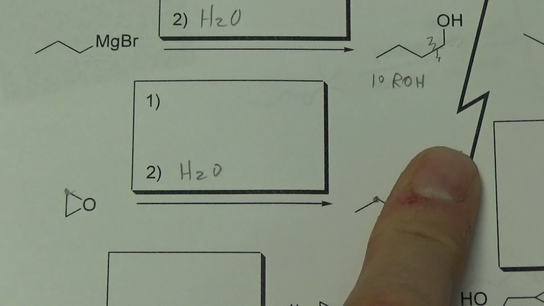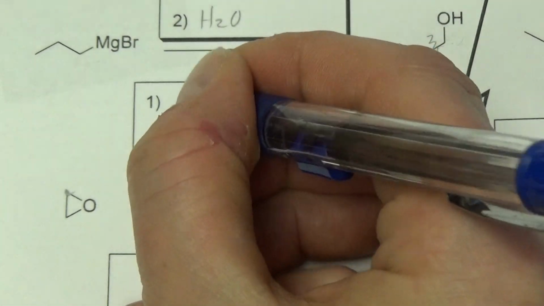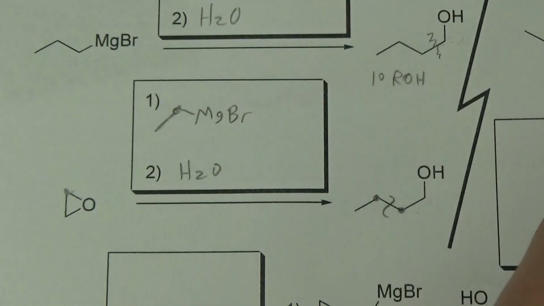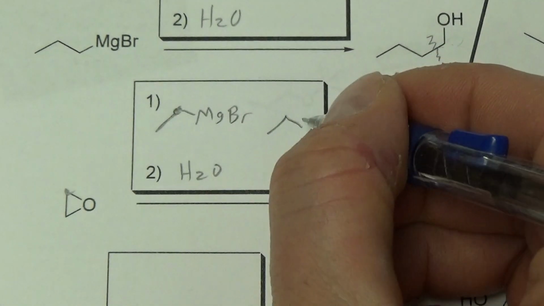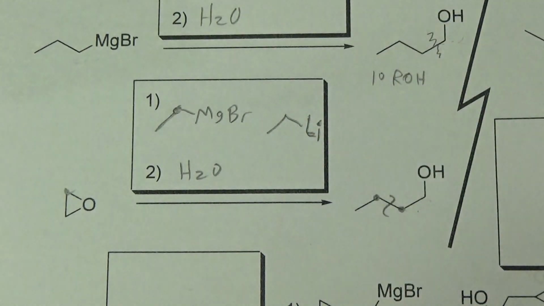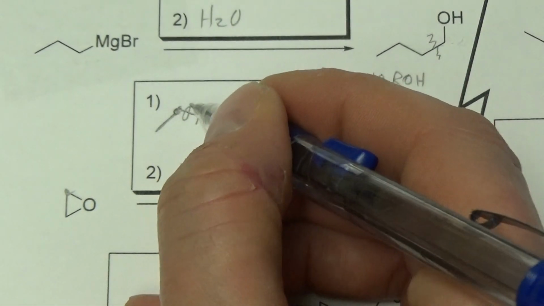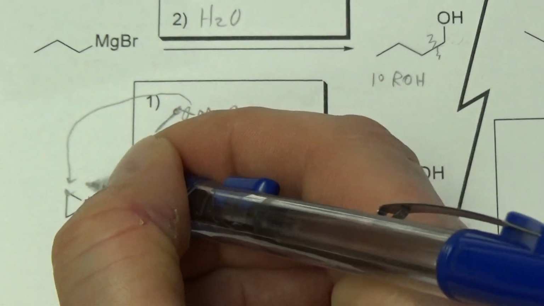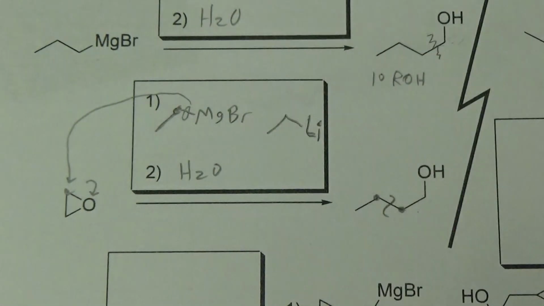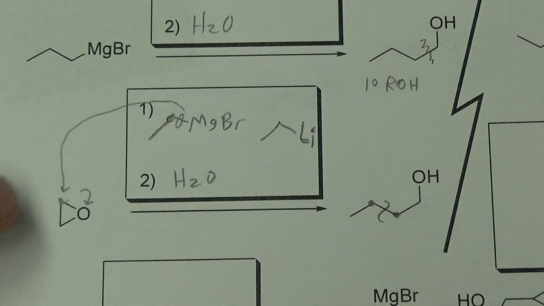Remember, you can do MgBr or you can do Li, lithium. So we could either do MgBr, 2 carbons, or we could do lithium. That's equally acceptable, ethyl lithium. And if I want to do the mechanism for it, which is not necessary in this kind of problem, it would look like that. Of course, once you rearrange it, it looks like the final product. Great.